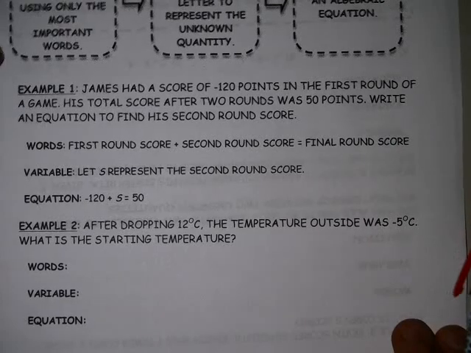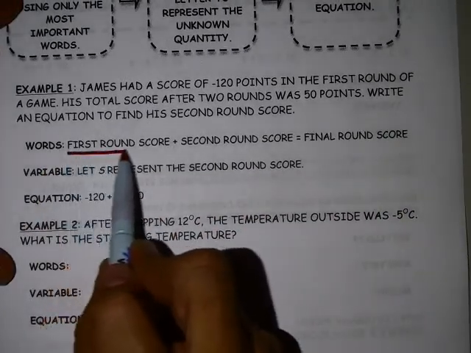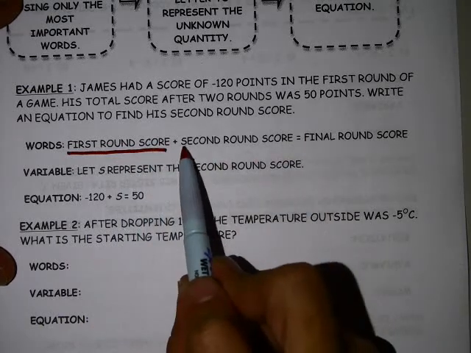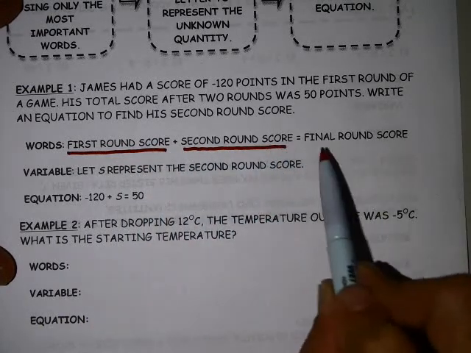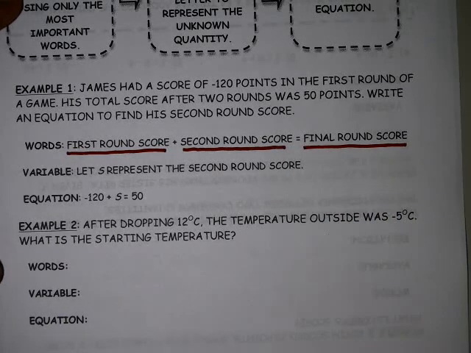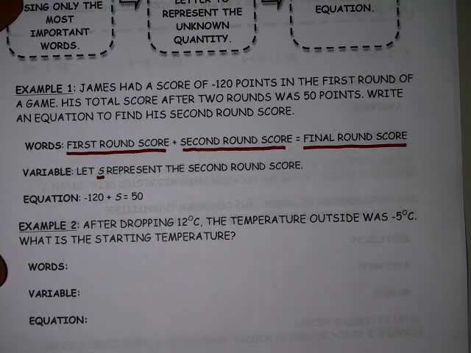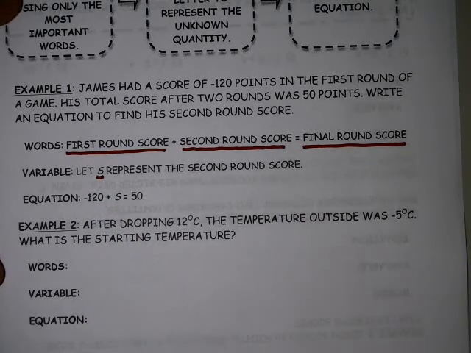So to write that equation, we're first going to write it with words. His first round score added to his second round score, and that gave him his final round score. Then we're going to assign a variable. We're going to let the letter S represent his second round score.